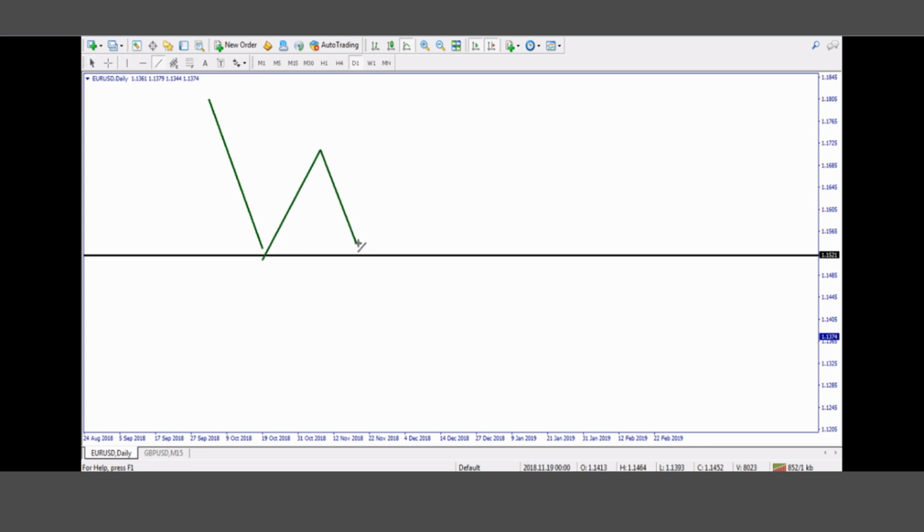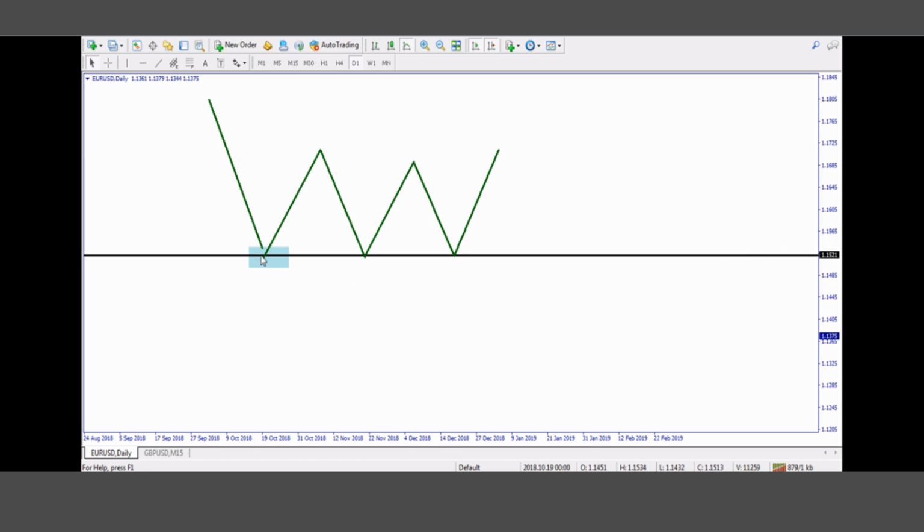Then it comes back to the same support but does not do anything. Instead, it reverses back to the upper side. Then price goes back to the same support but does not do anything. Instead, it breaks above. So there is one thing you need to observe around this level, that the bodies of the candles that actually appear here must not be closing below 1.1521.